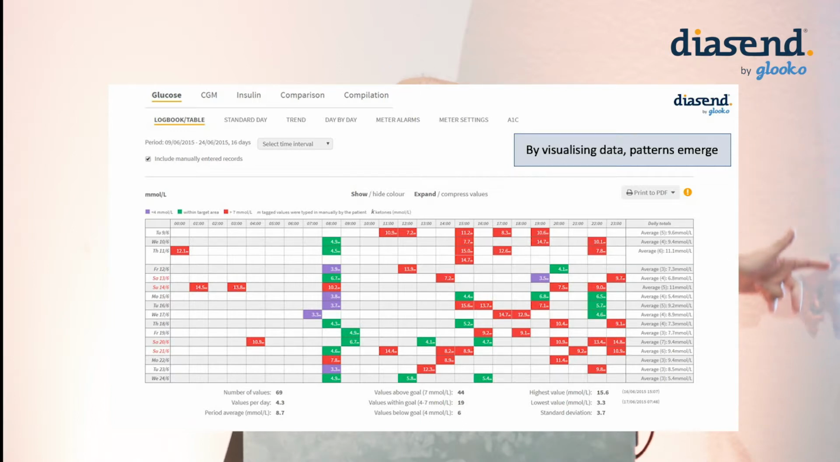Obviously it gives you nice summaries of things in terms of how many values, how often the person's testing, for example, whether a target or not, what the highest, the lowest was. All sorts of emergent numbers and patterns can be drawn up from this.